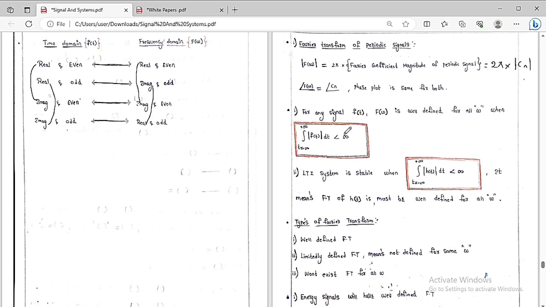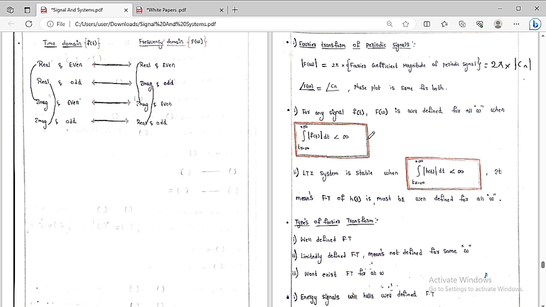So now the next thing is, for any signal f(t), F(ω) is well defined for all ω when the integral from minus infinity to plus infinity of the magnitude of f(t) dt is less than infinity. So I already told you when the Fourier transform is going to exist: if the signal is absolutely integrable, then only can we say the Fourier transform exists, and it is defined for each and every value of ω.